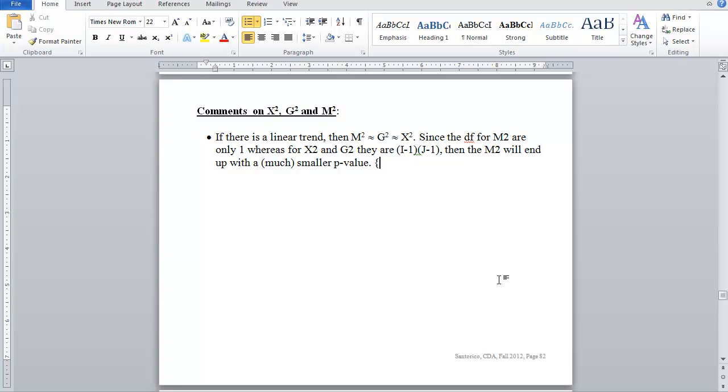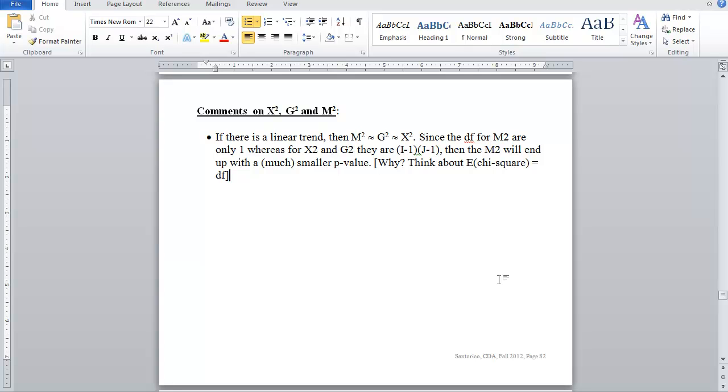And if you're not quite sure about why that is, you need to think about the fact that the expected value of a chi-square is equal to the degrees of freedom, right? So the mean is equal to the degrees of freedom.